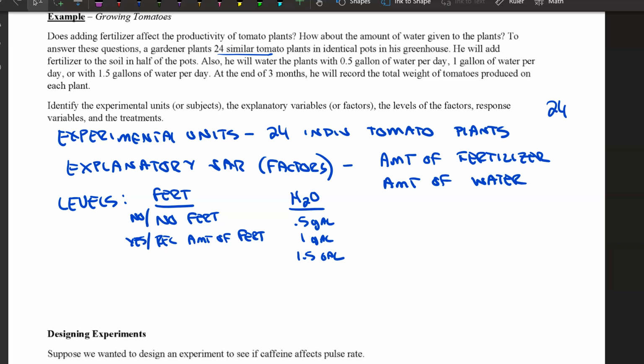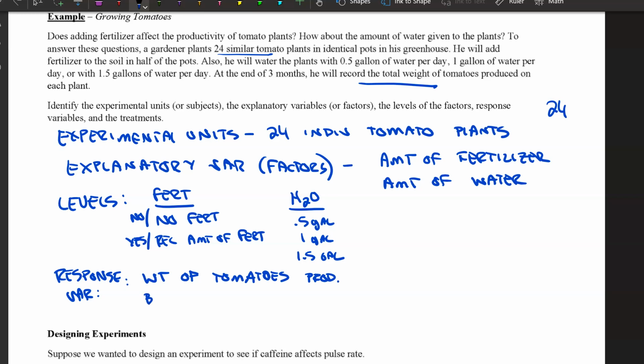The response variable. Response variable is the outcome we're measuring. This is going to be the total weight, the weight of tomatoes produced by each plant.